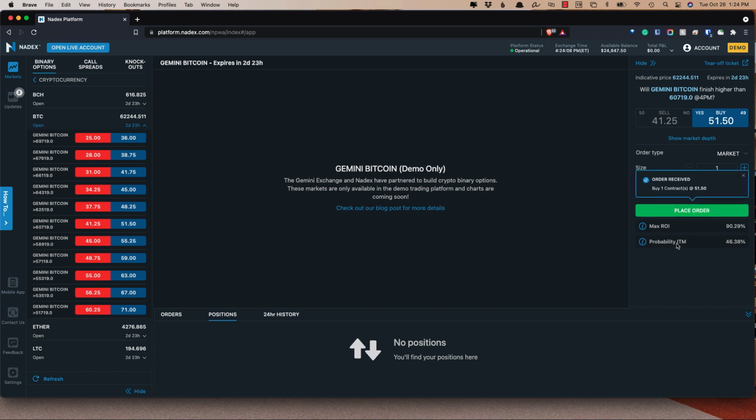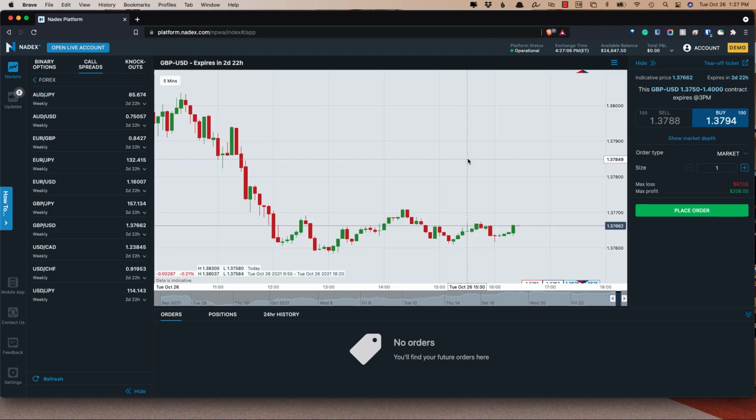And there it processes. So the order is received. So that is how easy it is to enter an order. Now we're going to navigate into the call spreads section.